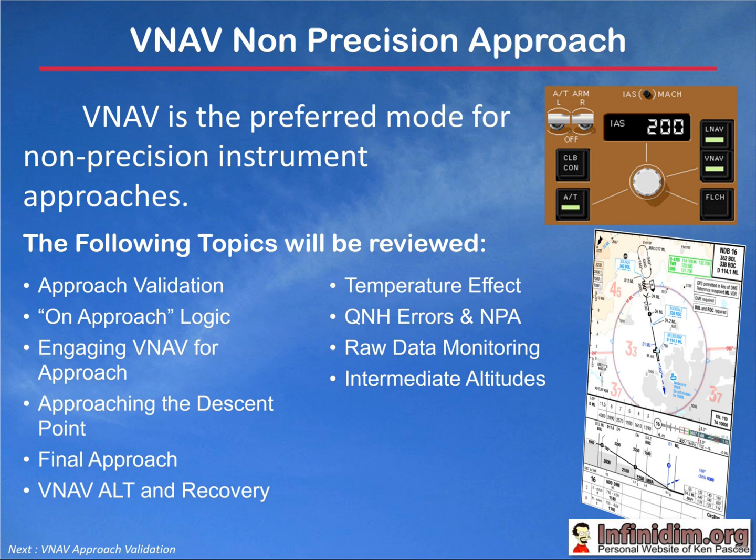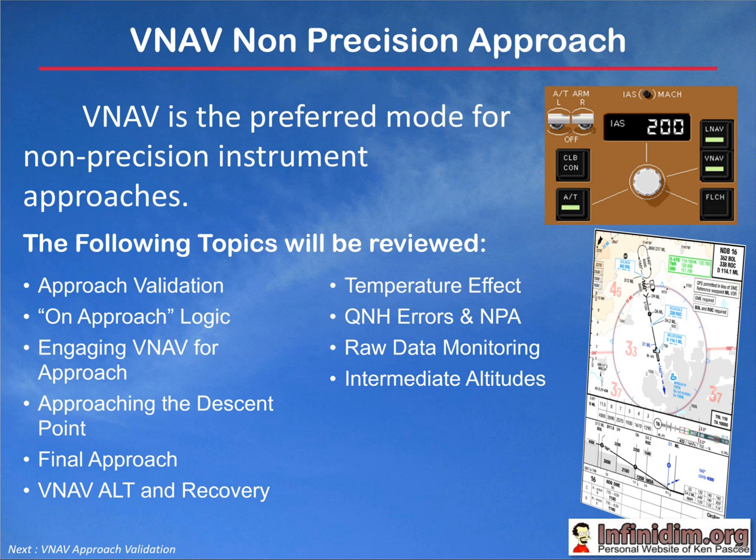VNAV is the highest level of automation available for non-precision approaches, providing the best level of protection and the lowest flight deck workload. As such, it's the mode of choice for NPAs. VNAV is, of course, a required mode for certain RNAV and RNP GPS GNSS-based approaches.